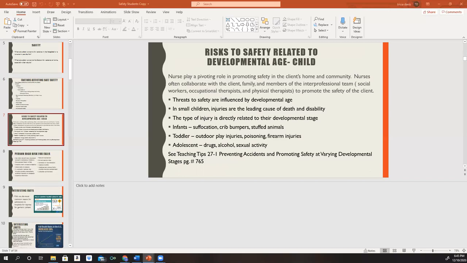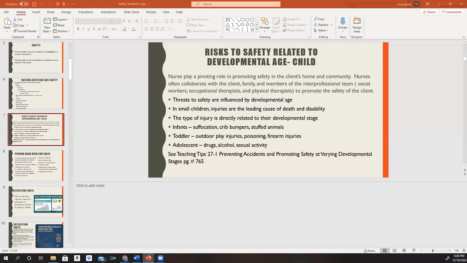So there are threats to safety that are definitely influenced by your developmental age. In small children, injuries are the leading cause of death and disability. And usually the type of injury is directly related to their developmental age. Some examples of that are your infants. You always are going to worry about suffocation. Do they have covers around their face when they're in their crib? Do they have stuffed animals in their crib? Do they have crib bumpers around that they could get their head stuck under and suffocate? So those are some safety issues for infants.